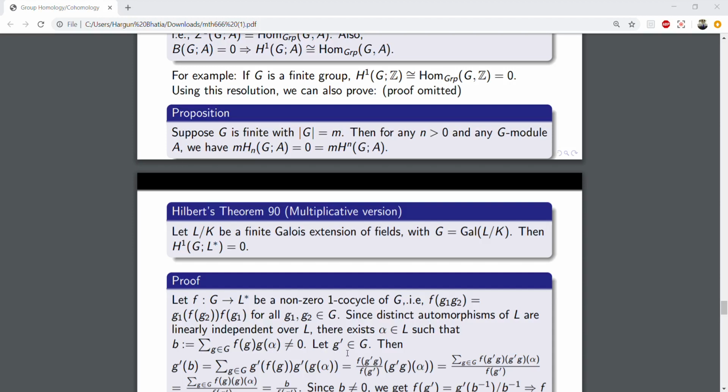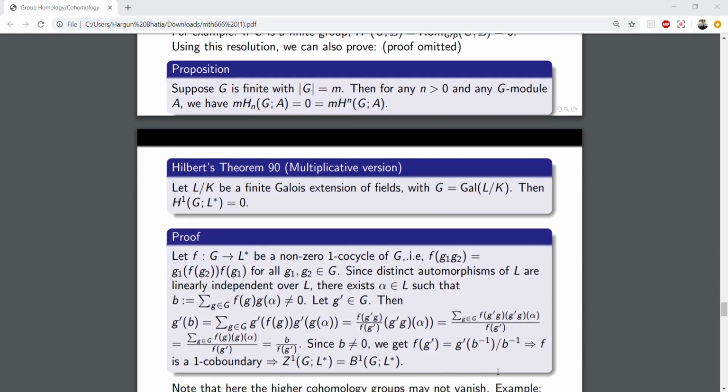Now, take any arbitrary g prime in G, and let's see what happens if g prime acts on b. So g prime of b: you take this g prime inside the summation, g prime of f of g, it's a ring map, g prime g alpha. Now notice that g prime of f of g looks like g1 of f of g2. By the fact that it's a cocycle, I can write it as f of g prime g over f of g prime, times this thing. Of course, f of g prime is independent of the summation over g in G, so I can take it out.